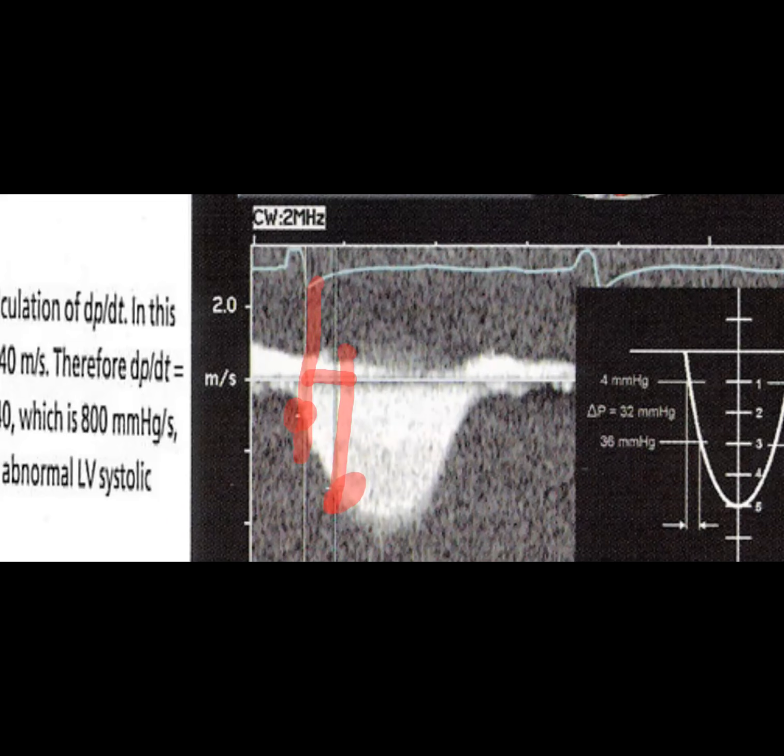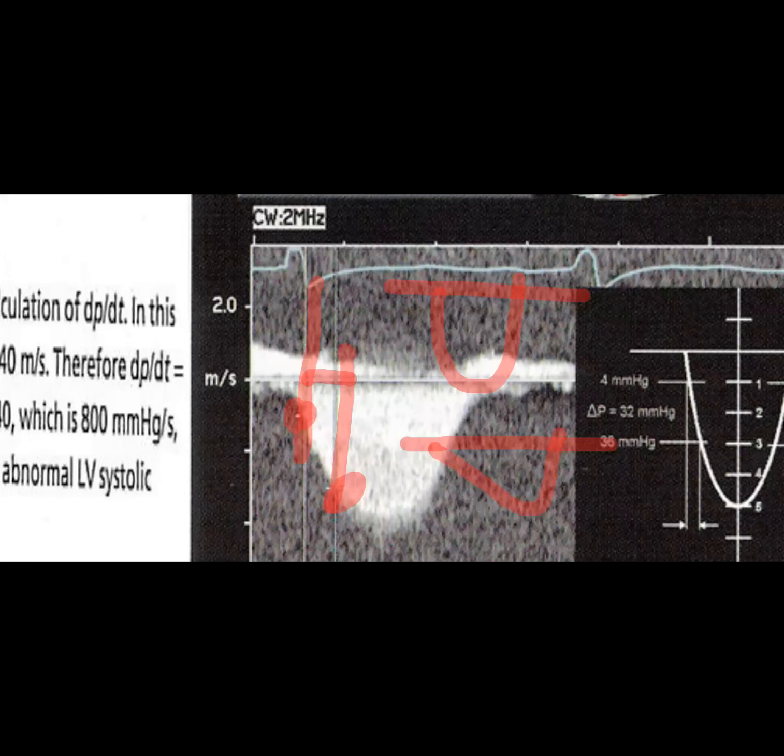Because that means the LV is strong enough to change the pressure from 4 to 36 in a shorter time. The longer the time, the weaker the LV. That's why from the MR signal itself, you can tell about the LV systolic function. Yani, if I have an MR signal that looks like this, and I compare it with an MR signal that looks like this, the one at the bottom, the LV is weak because it takes longer time to change the pressure from 4 to 36.